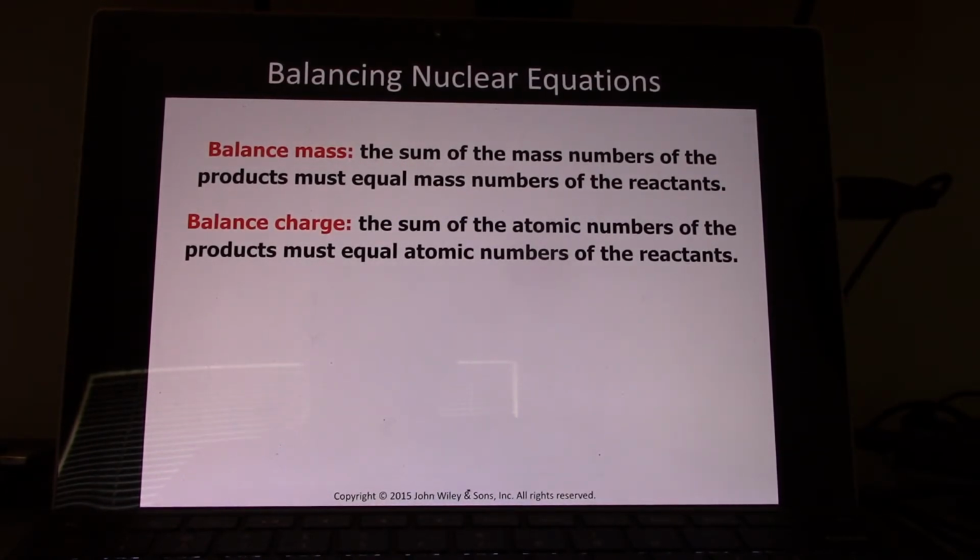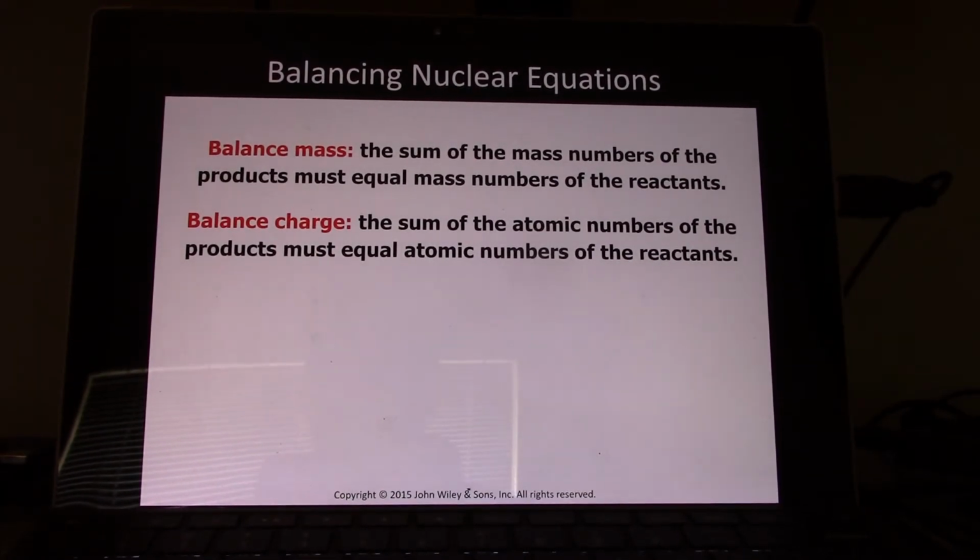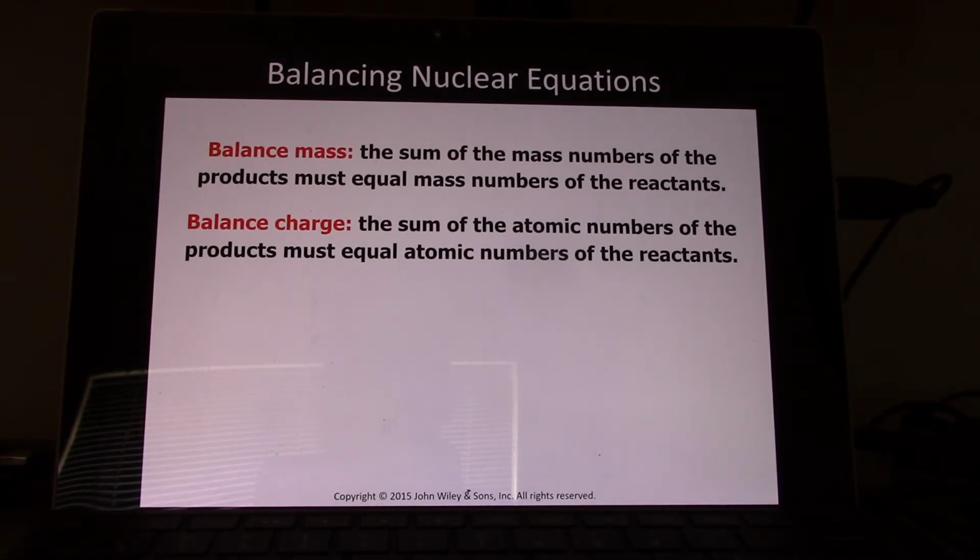Balance mass. The sum of the mass numbers of the products must equal the mass numbers of the reactants. You cannot gain or lose mass in this. And so if you're emitting an alpha particle, that means 2 protons and 2 neutrons are being expelled from the nucleus, but they still exist. In beta negative radiation, a neutron decays into a proton and an electron, but you still keep the 1 atomic mass unit. In beta positive radiation, the proton decomposes into a neutron and a positron, but still, both sides are 1 atomic mass unit.